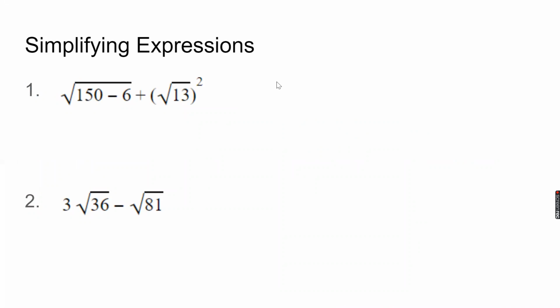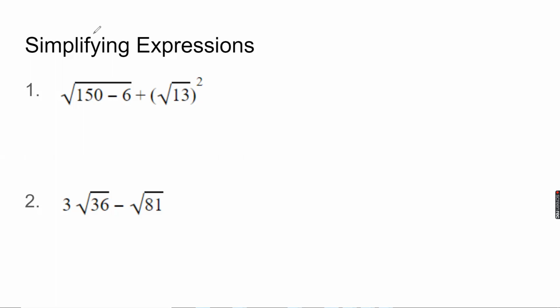Last thing I'm going to talk about is simplifying expressions. We kind of hit on this a little bit, but we didn't go as fully as I wanted to. So I'm going to give you expressions like this on your test. What you're going to do is anytime you see a square root symbol, you're going to treat it like a grouping symbol or like parentheses. So you do that first.